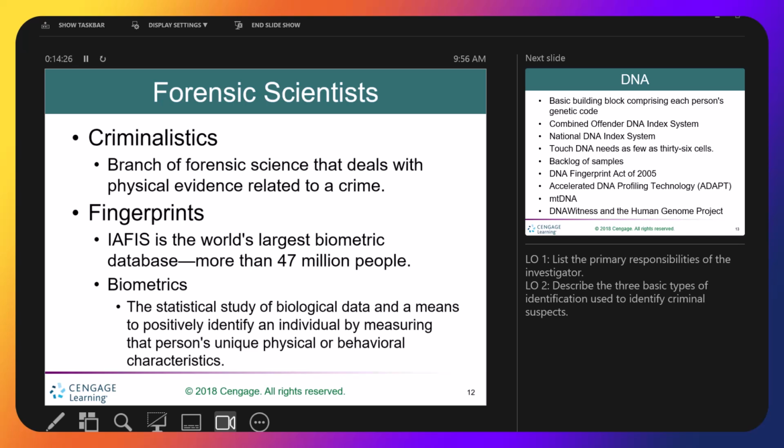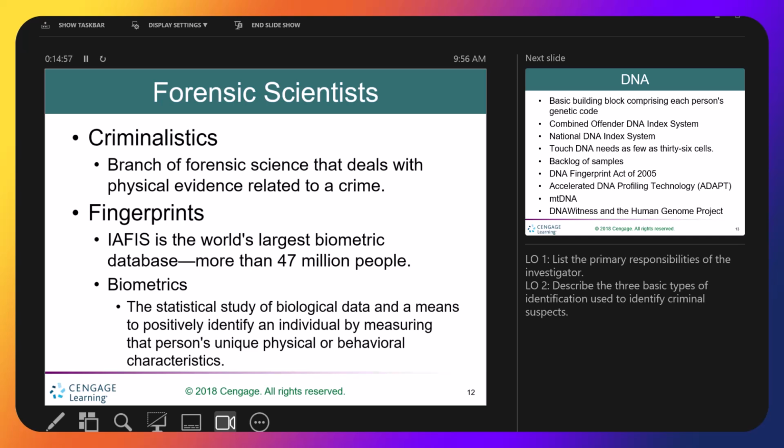Criminalistics, a branch of forensic science that deals with physical evidence related to a crime. So when you look at this branch, they're processing the information, again working with the crime scene investigators. This is another area where they are processing things that the crime scene investigators are collecting. So they're actually dealing with it once it comes in.